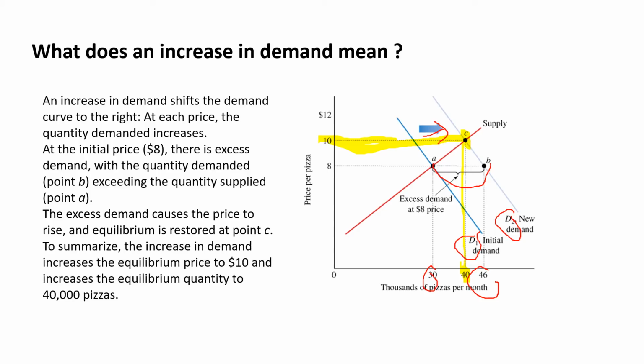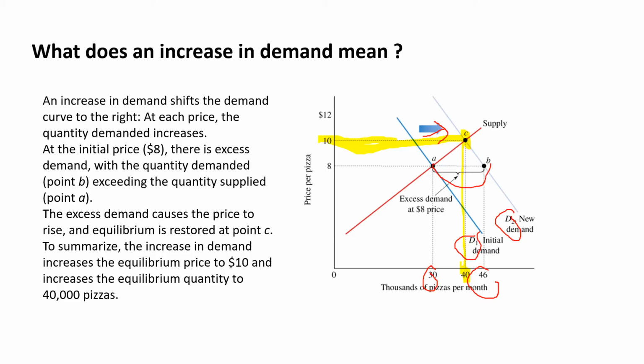To summarize, when there is an increase in the demand, it increases the equilibrium price to 10 and increases the equilibrium quantity to what? To 40. So when there is an increase in the demand and there is a shift, you can see always what we will have over here. There is an increase in the price and in the quantity demanded.